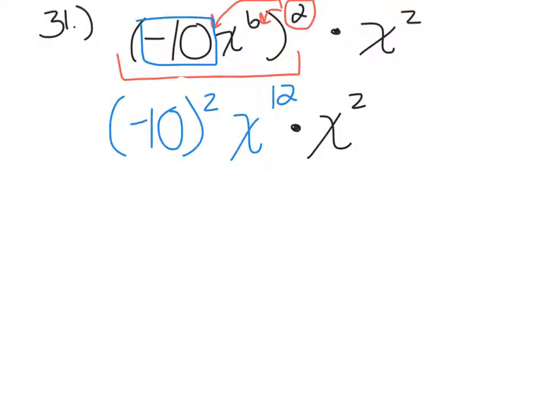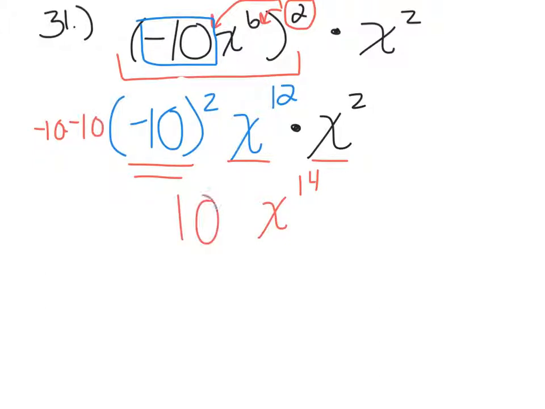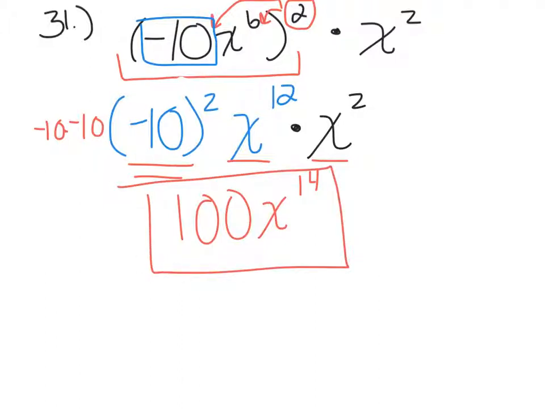So now I'm going to multiply the like bases. So the like bases I have are x to the 12th and x to the 2nd. Anytime you multiply like bases, you add their exponents. So 12 plus 2 is x to the 14th. I'm also going to evaluate negative 10 squared because that's a number and I can get a value from it. Negative 10 squared really means negative 10 times negative 10, which is going to be positive 100. So my final answer is 100x to the 14th.